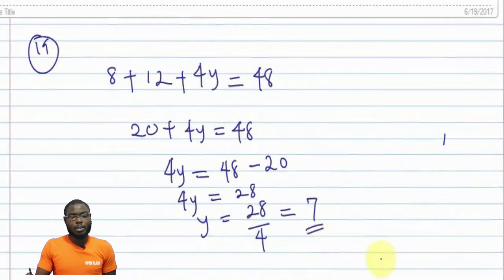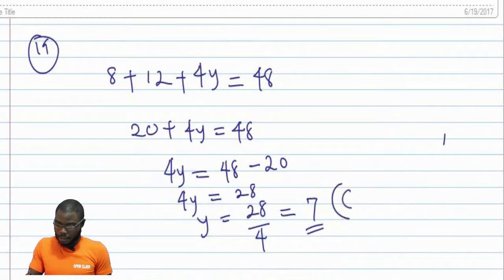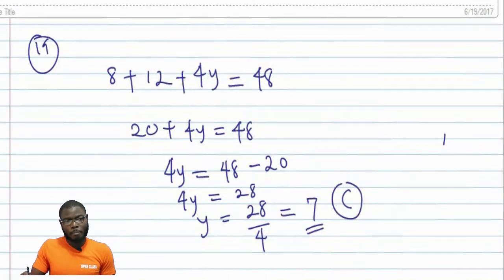That will be 7, and that should be a C. Okay. Then let's go to question number 20.